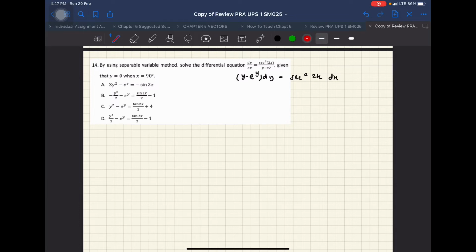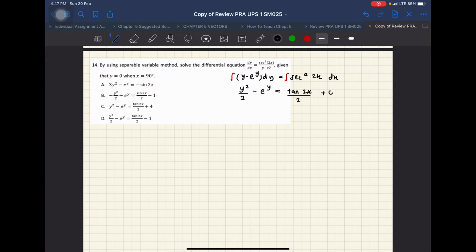We have separated the variables. So now let's integrate both sides. On your left hand side, y, you will get y squared over 2, and then the exponential function will stay as it is, which is e to the power of y. On your right hand side, secant square. Kalau kita ada tan, kita differentiatekan tan, kita akan dapat secant square. So bila secant square integrate, awak dapat tan lah, terbalik. So you get tan 2x, and don't forget to divide by the derivative of this one, which is equal to 2, and then plus c.